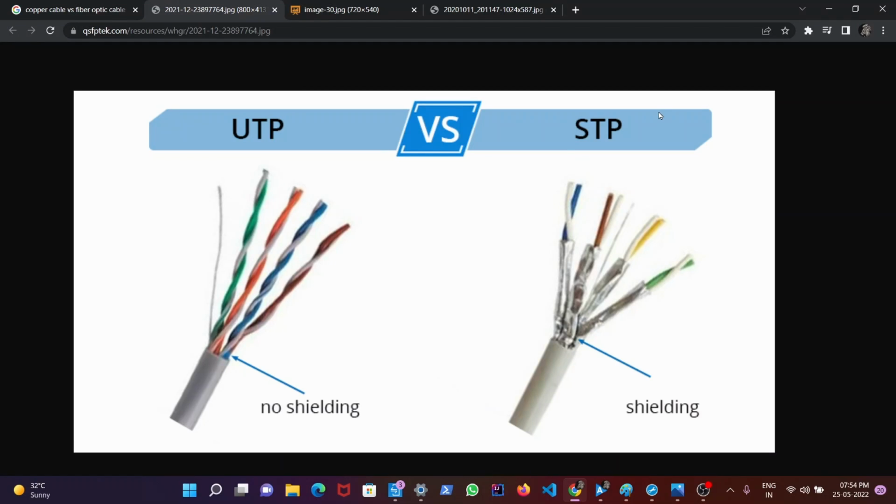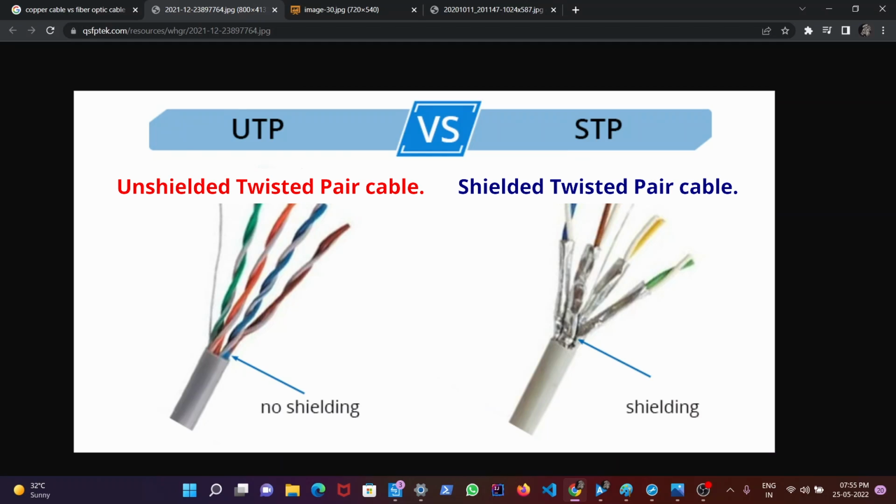Hello guys, in this video we are going to talk about wired media. Now I told you about wired media that are copper cable, coaxial cable and fiber optic cable. These are the medias which are included in wired media. Today, as we already looked at coaxial cables and fiber optic cables, now we are going to look at two types of copper cable, two types of Ethernet cables. Those are, first, unshielded twisted pair cable, and second, shielded twisted pair cable.